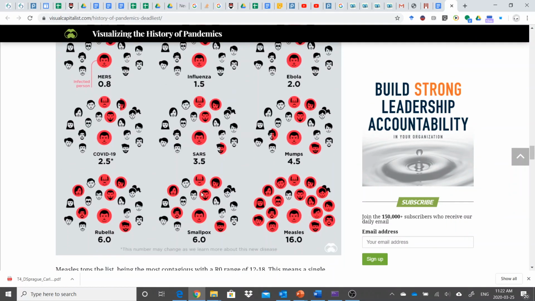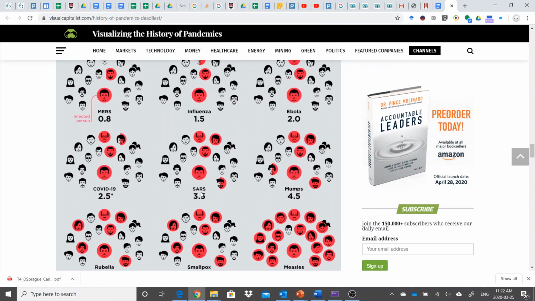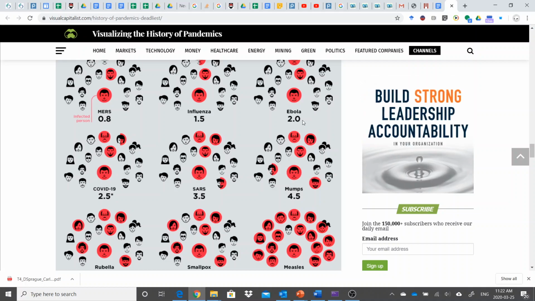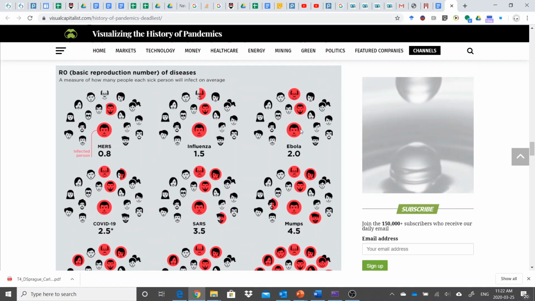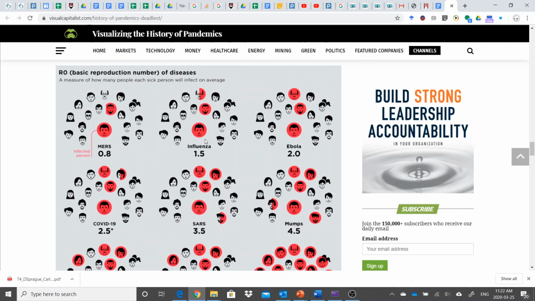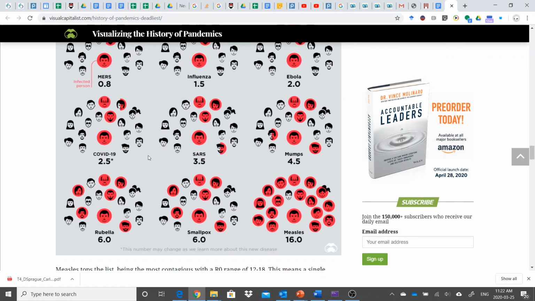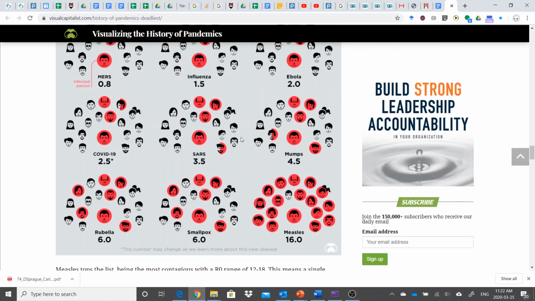And in case you're wondering how infectious this all is, Ebola is only two, meaning for every person that's infected, it infects two other people. Influenza is 1.5. COVID-19 is 2.5. SARS is 3.5.